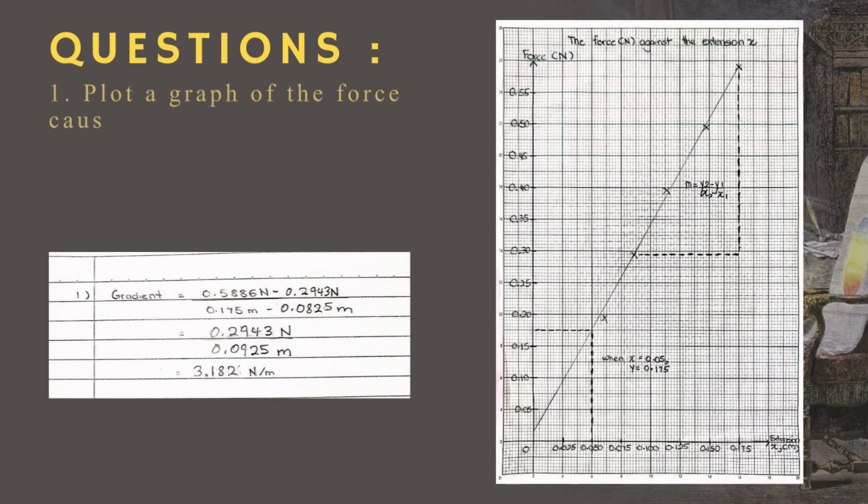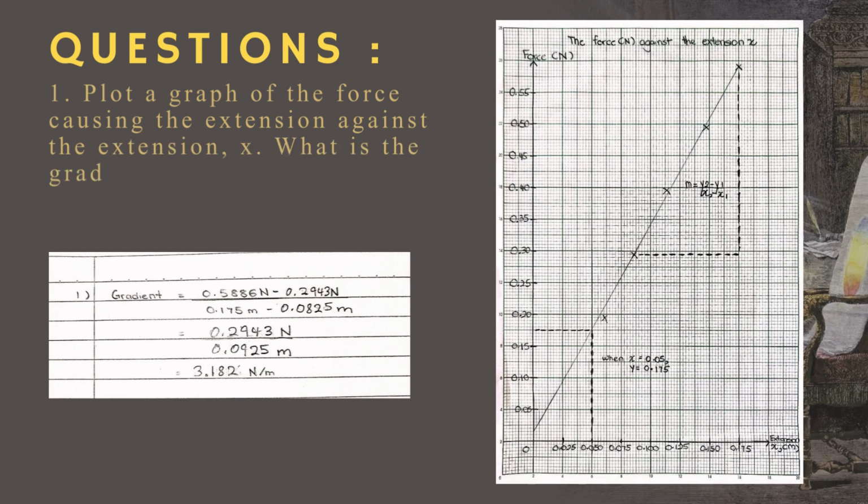Now, moving on to the practical application of Hooke's law. Here is a problem many of you might recognize from the lab. The question asks us to plot a graph of the force causing the extension against the extension, x, and then determine the gradient of the graph. So, from the graph, we take 2 points that are quite close to the straight line and find the gradient by using the equation (y2 minus y1) over (x2 minus x1). Therefore, we got 3.182 N/m.